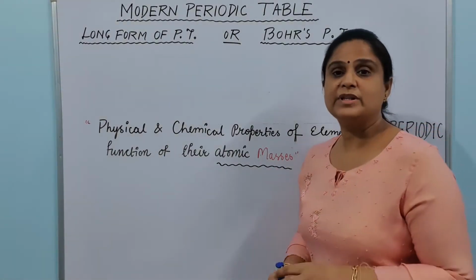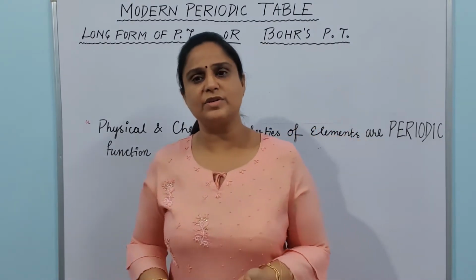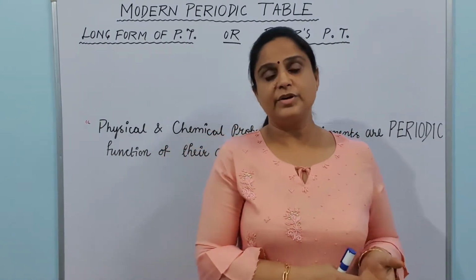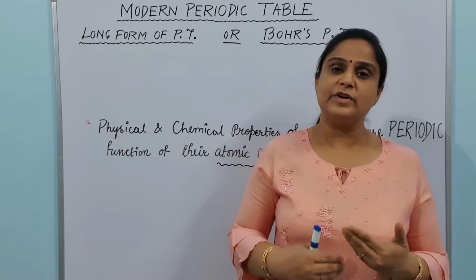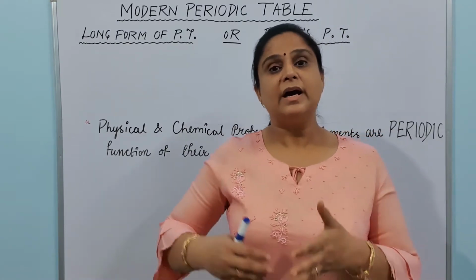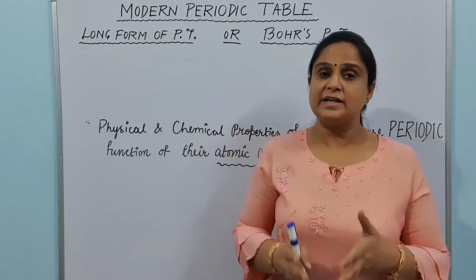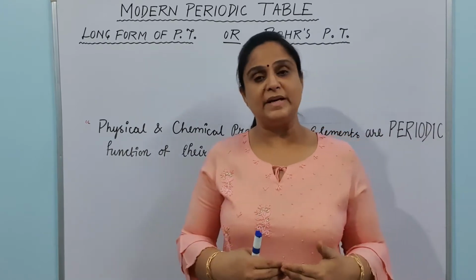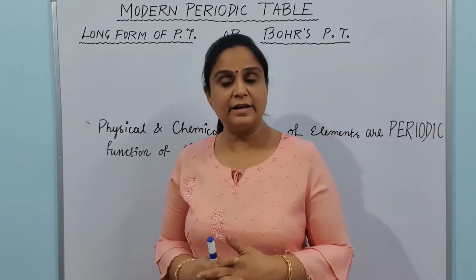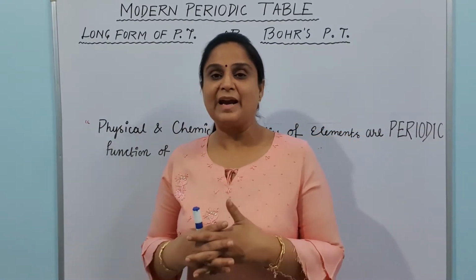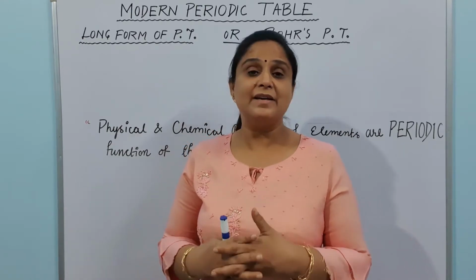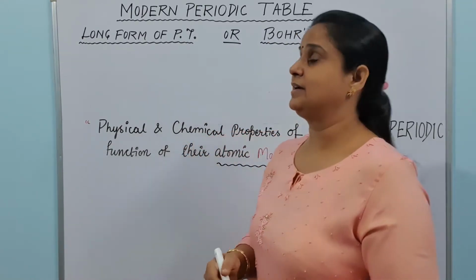But as we know, there were again many flaws in Mendeleev's periodic table also. So scientists were still working on the arrangement pattern. That is, they wanted to arrange elements in a better way. And ultimately we got an idea, and this idea was given by Henry Moseley in 1913.